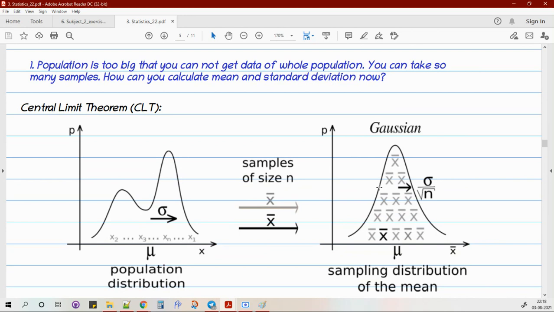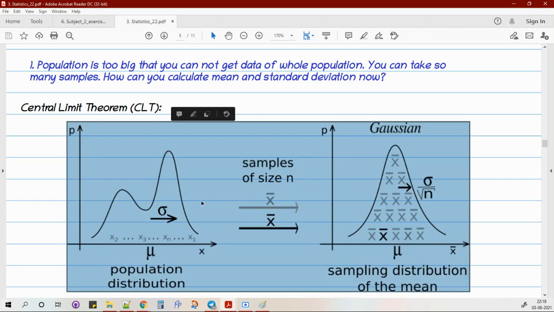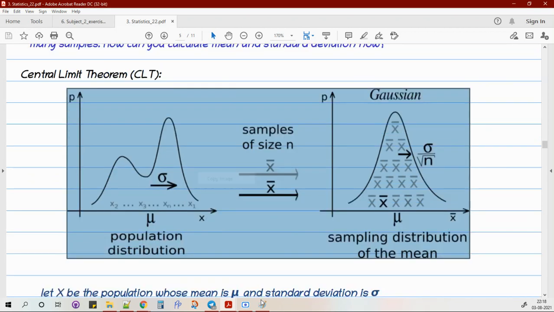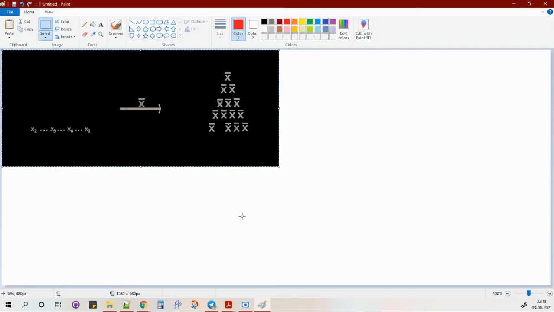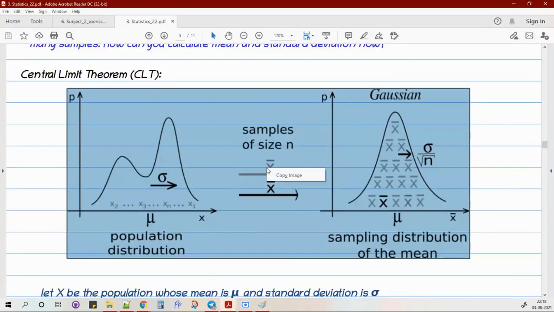So what it states is, given any random distribution, this thing here. So given any random distribution, what it states is, whatever the data it is, you can take, okay, why is it behaving like this.